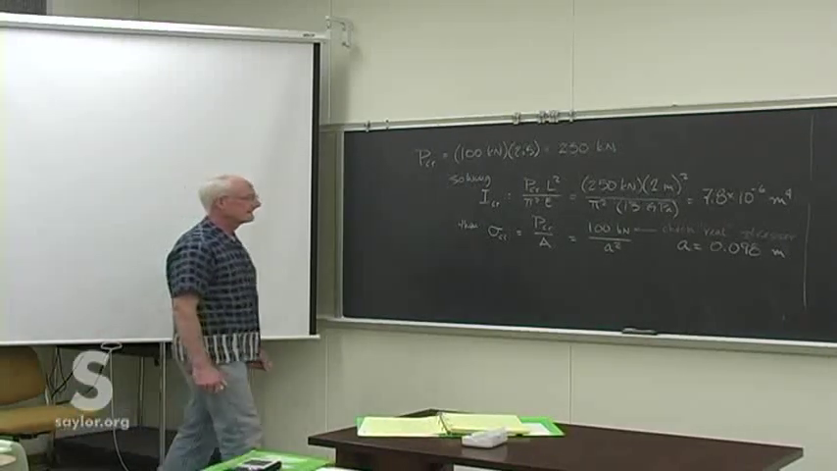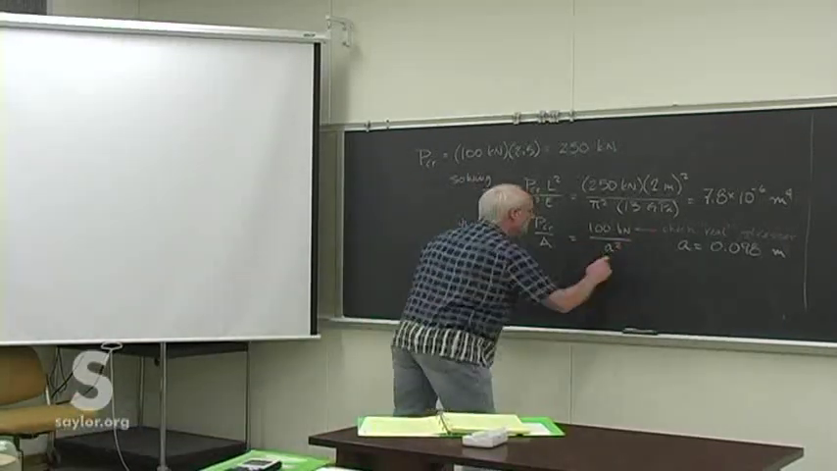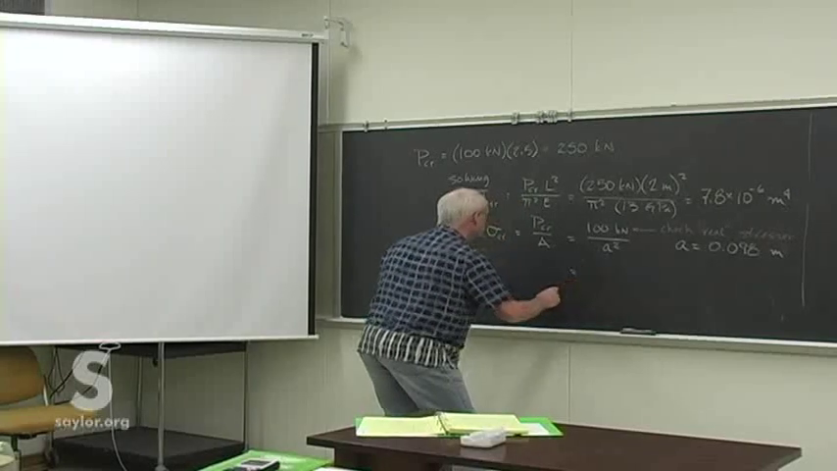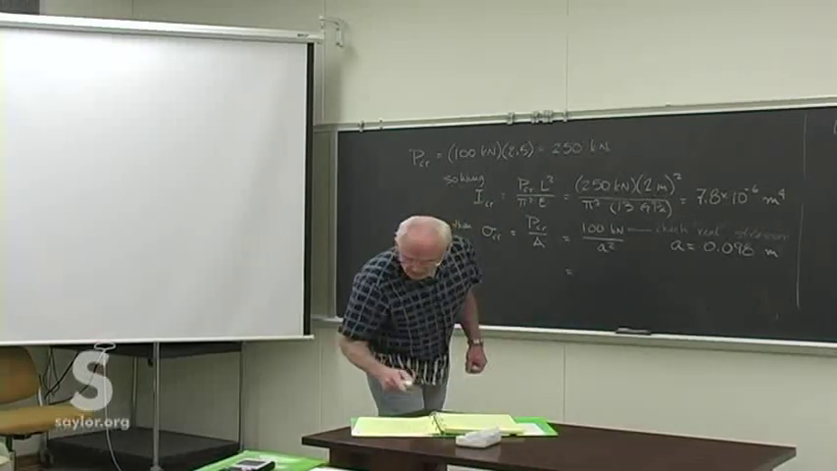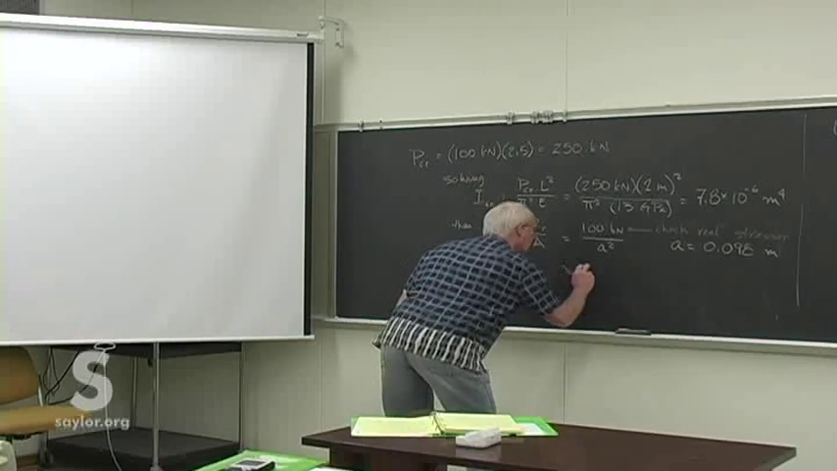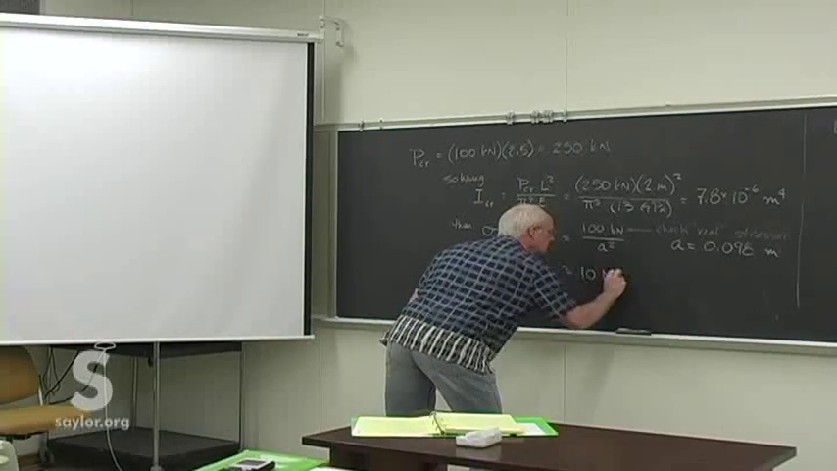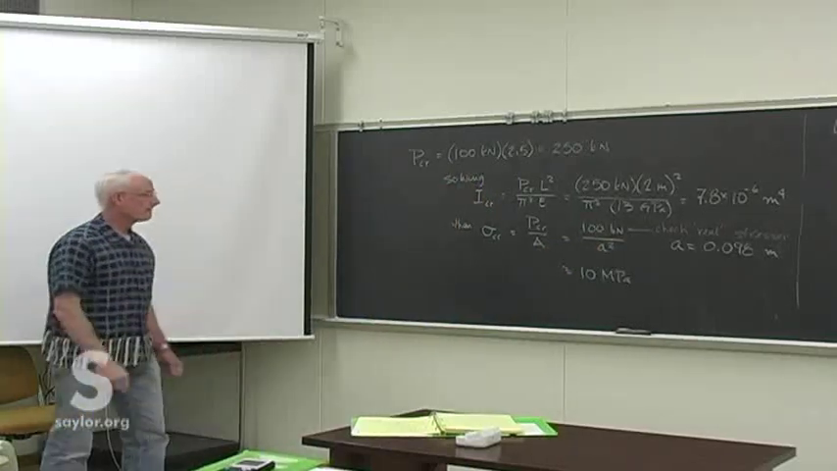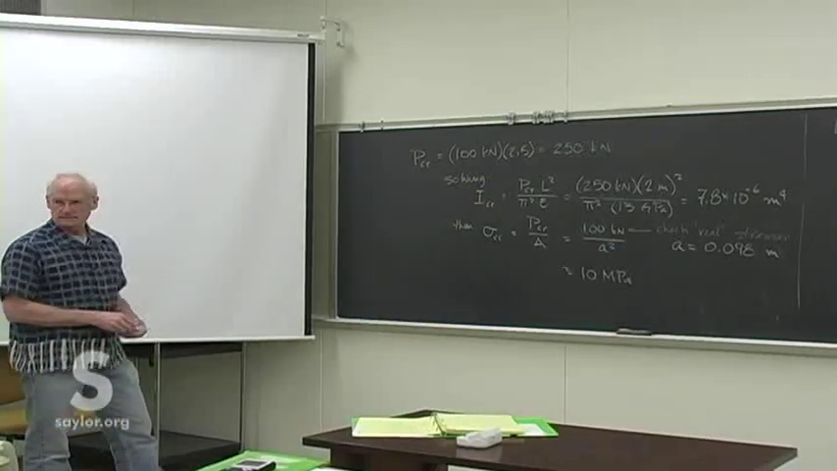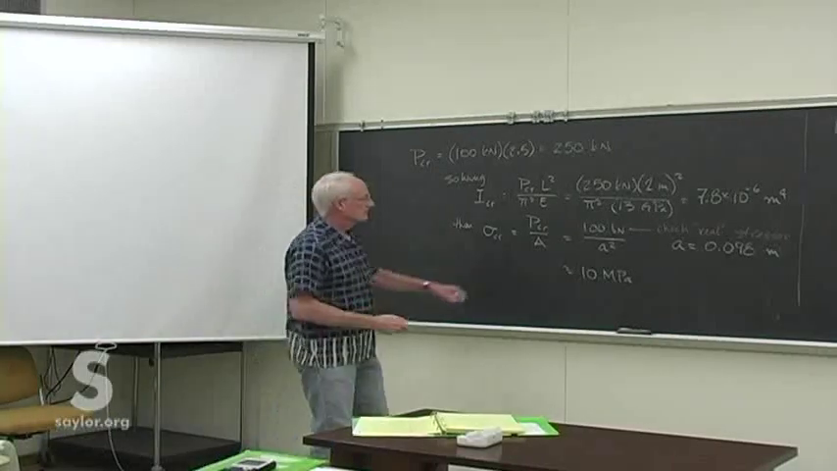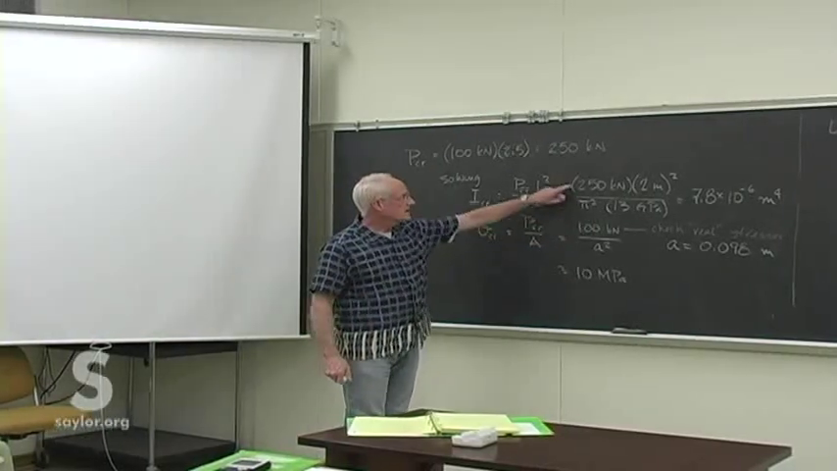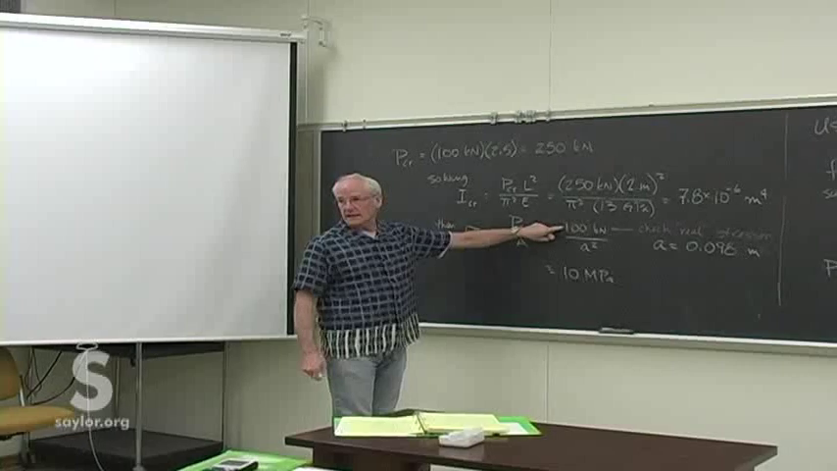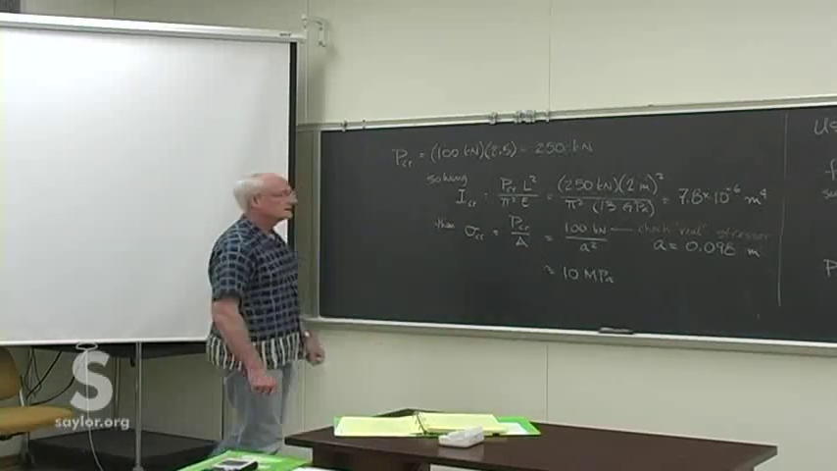Okay, so maybe 100 millimeters makes this calculation real easy. It comes out to about 10 megapascals, which is below the 12. I thought you were using the factor of safety. It's already been applied. If we apply it again here, then we've applied it twice.